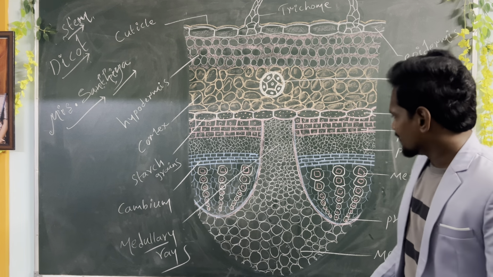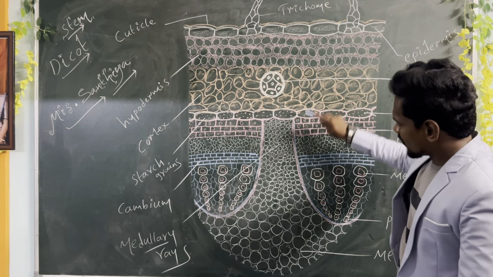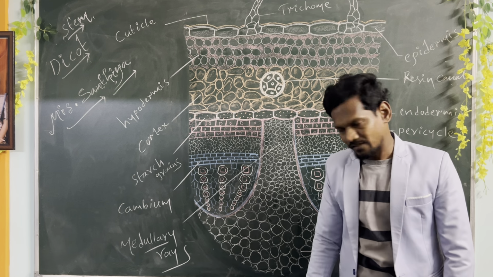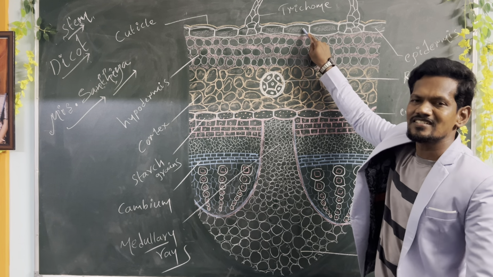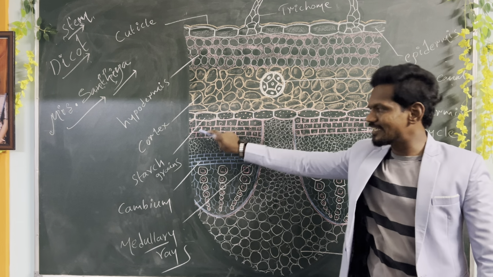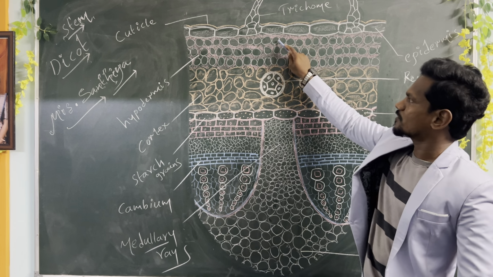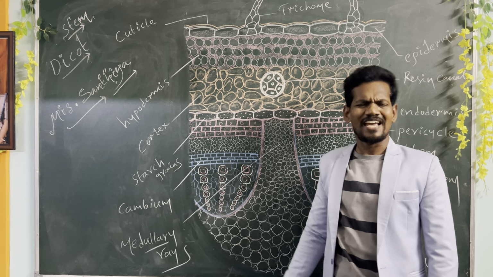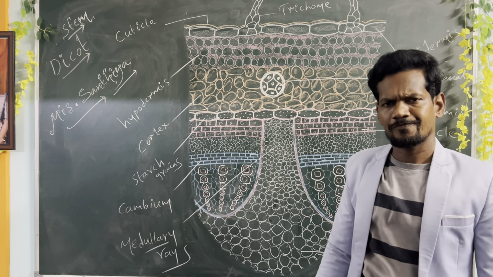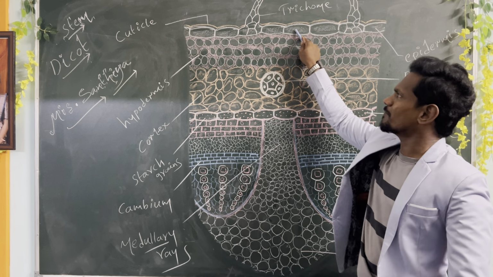Okay, done. Then same like root structure, in this Dicot stem arrangement, main parts are there. Number 1, epidermis. Number 2, cortex. Number 3, stele. Epidermis, cortex, stele, as usual, like dicot and monocot root. And let's see the difference between root and stem. Okay, so first one, epidermis.